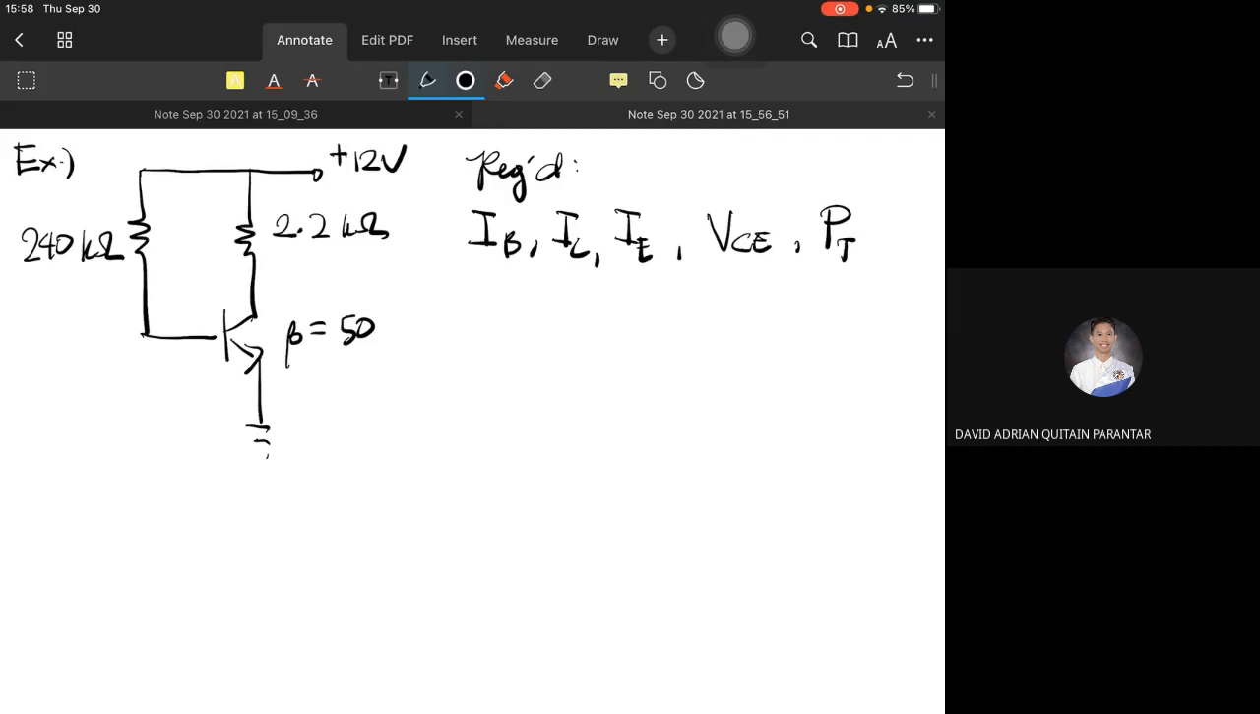Why is this important? Because it will let us know if it is in the active region or in the breakdown region. Wait. The formulas were already derived, so we can do direct substitution. But if you forgot the formula or did not memorize it, you can still derive it now. Wait for the calculator.